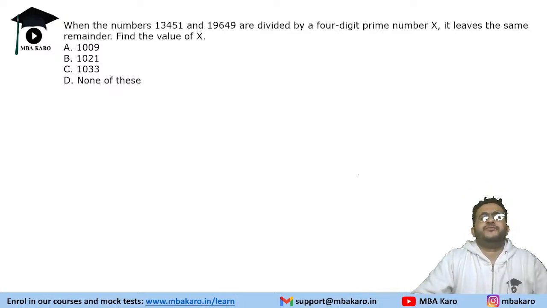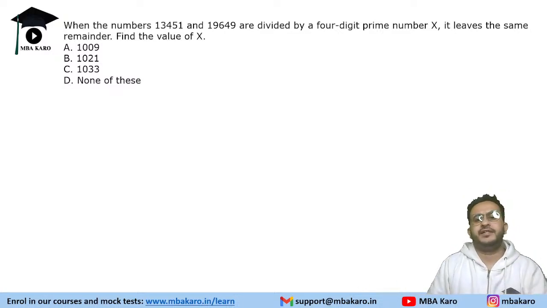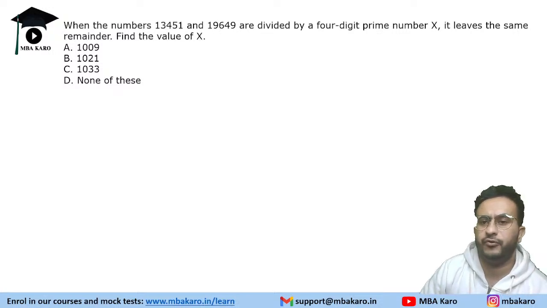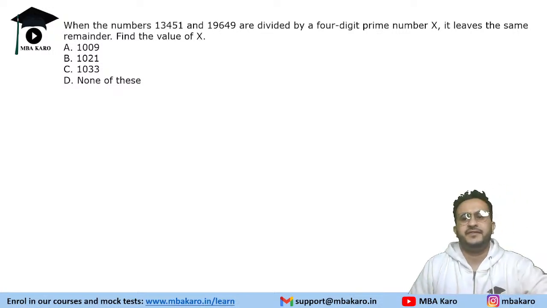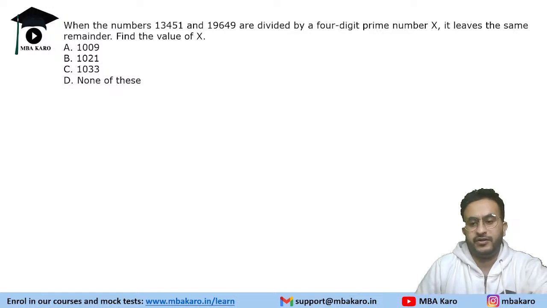When the numbers 13451 and 19649 are divided by a 4-digit prime number x, it leaves the same remainder. Find the value of x.